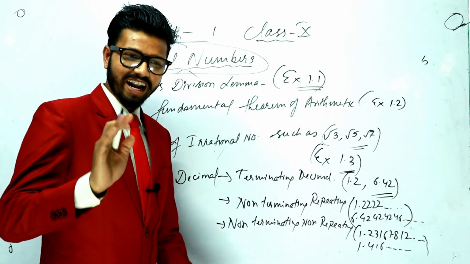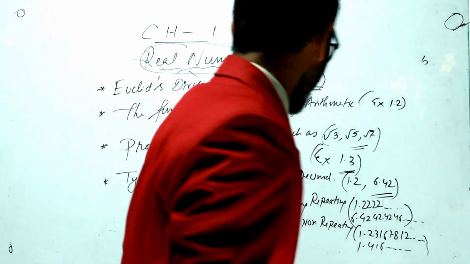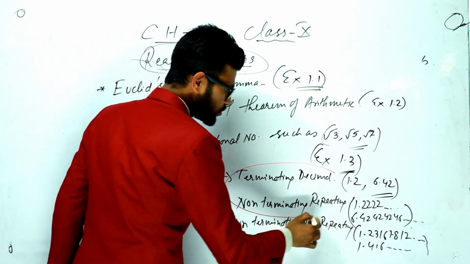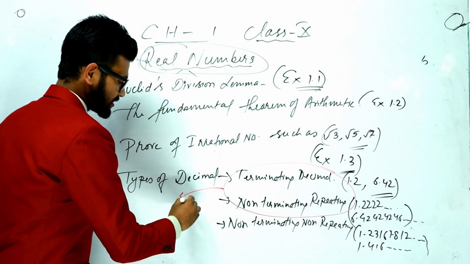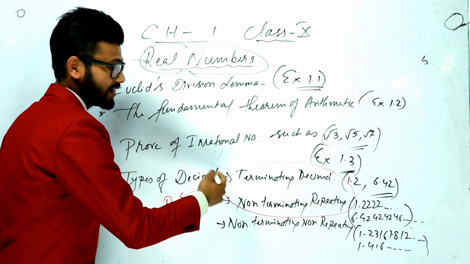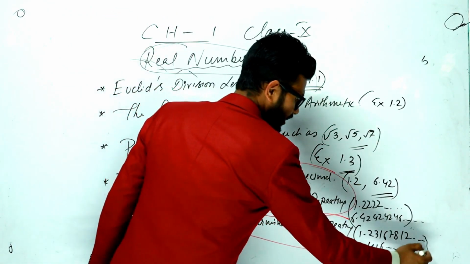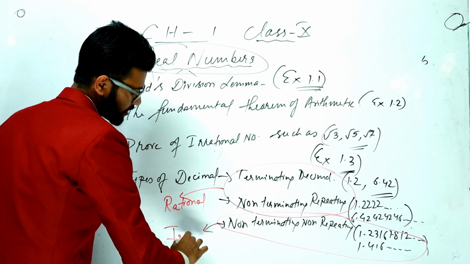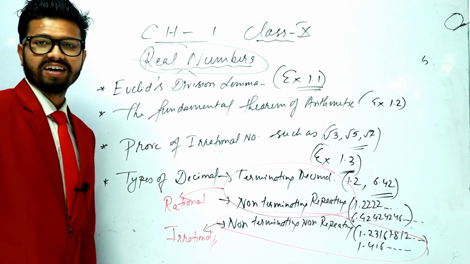Let me remind you of a very important point from this topic. Remember, out of these three decimals, the first two are considered rational numbers. They are in the category of rational numbers. And the one that is non-terminating, non-recurring is considered an irrational number. This is what the topic says.